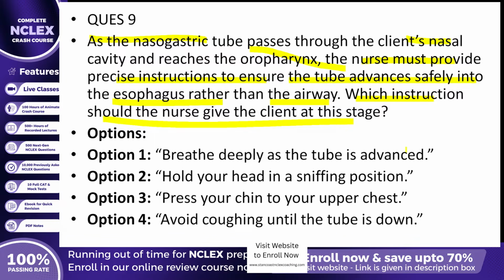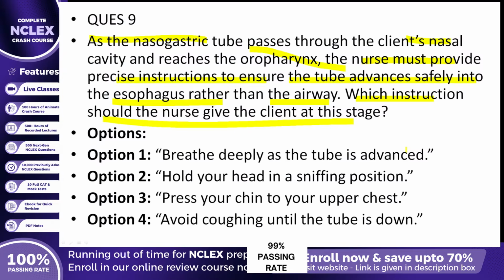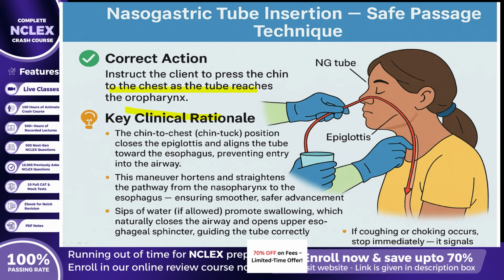When the nasogastric tube reaches the oropharynx, the risk of misdirection into the trachea rises sharply. By instructing the client to press the chin toward the chest, the nurse effectively closes the epiglottis and aligns the pharyngeal pathway toward the esophagus, steering the tube away from the airway and preventing accidental tracheal insertion. This chin tuck position shortens the anatomical pathway from the nasopharynx to the esophagus, making tube advancement smoother and much safer. Furthermore, the nurse often offers sips of water, if permitted, to stimulate swallowing.